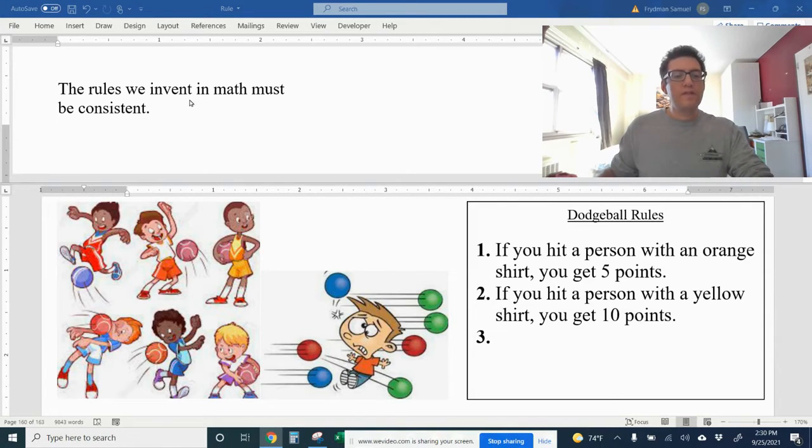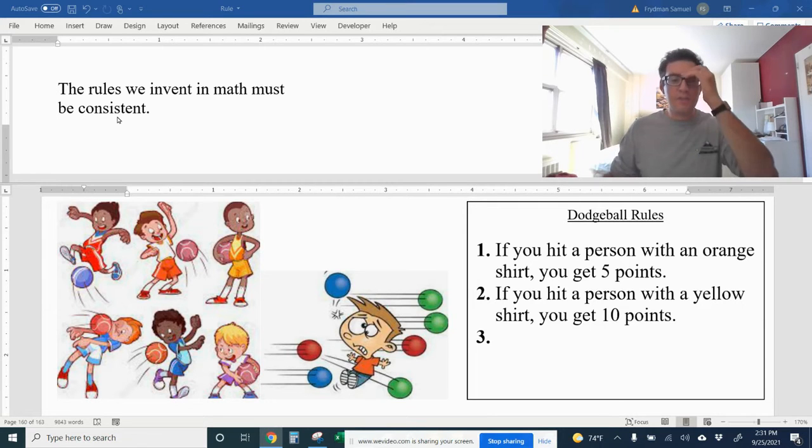So the rules we invent in math must be consistent. If we have a bunch of rules that we're learning, or inventing really, we need to make sure that those rules which we invent are consistent with each other, meaning they don't contradict each other. And in this way, inventing the rules of math, which is done all the time and continues to be done to this day, is very much the same as inventing the rules of a game.